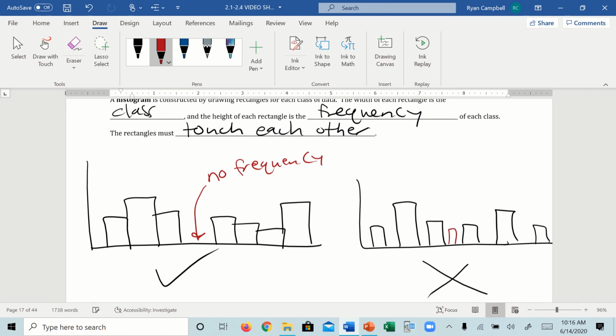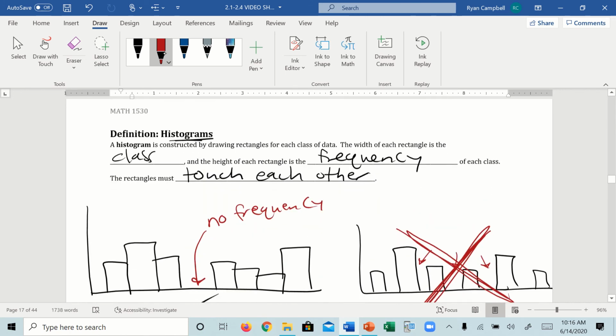Should there be a bar graph here? Should there be a bar there? It's hard to tell, right? So this is not the way to do it. If you have everything touching, then the second one bar doesn't touch. That means that there is no frequency. So for histograms, they have to touch.